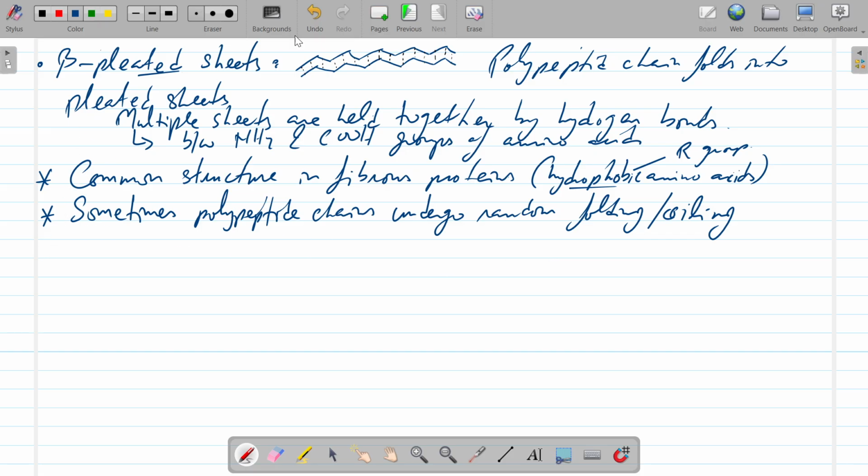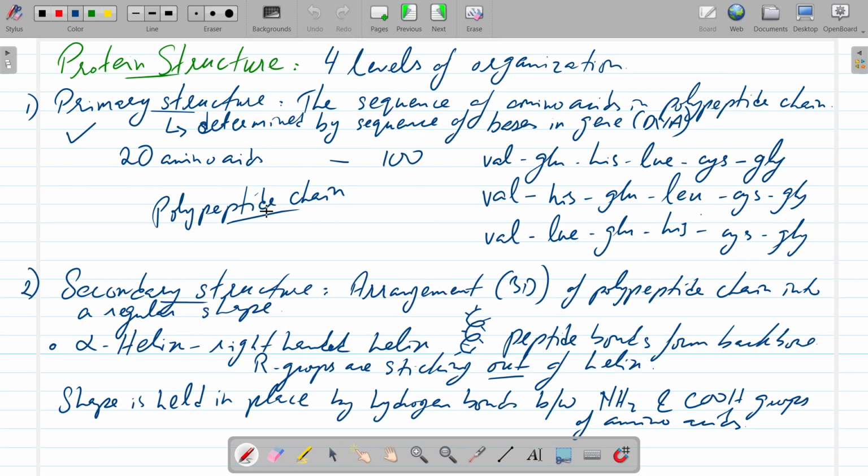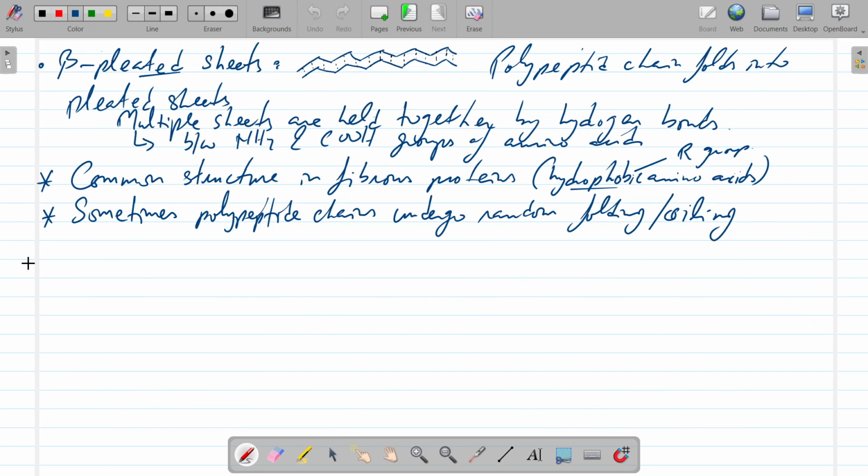Alright, so they don't have a proper three-dimensional arrangement such as an alpha helix or a beta pleated sheet. Now, the tertiary structure.